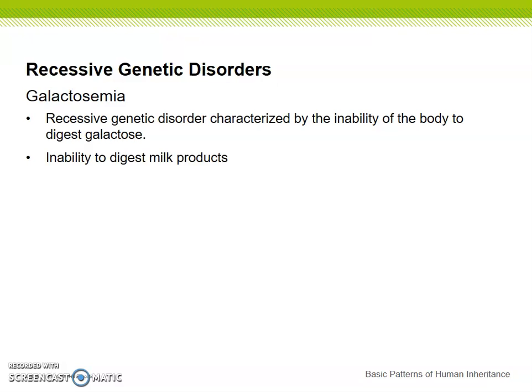Galactosemia is a recessive genetic disorder characterized by the inability of the body to digest galactose, which is a milk protein, so they can't drink milk products. They can't have dairy, so it's similar to lactose intolerance.